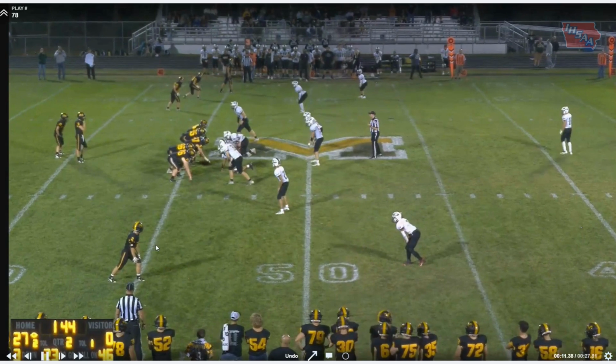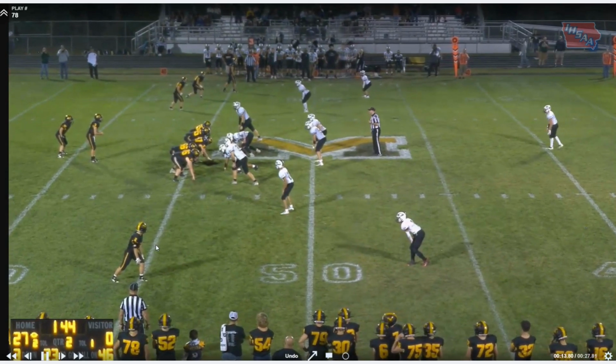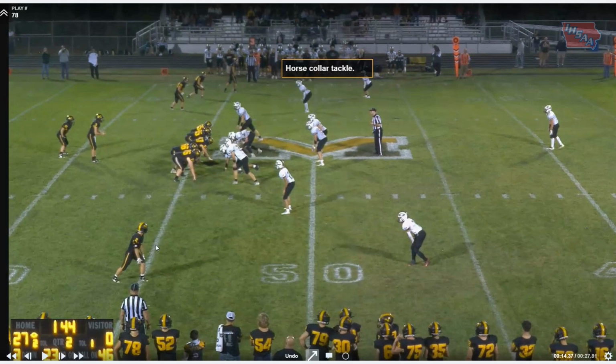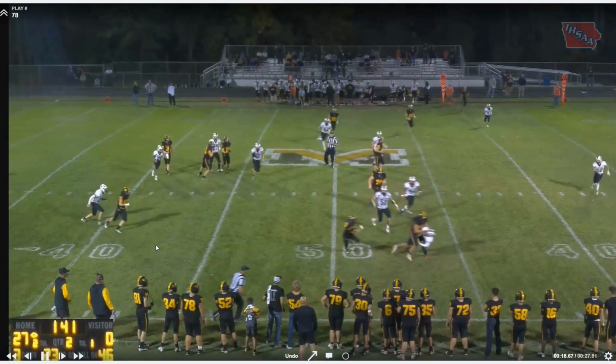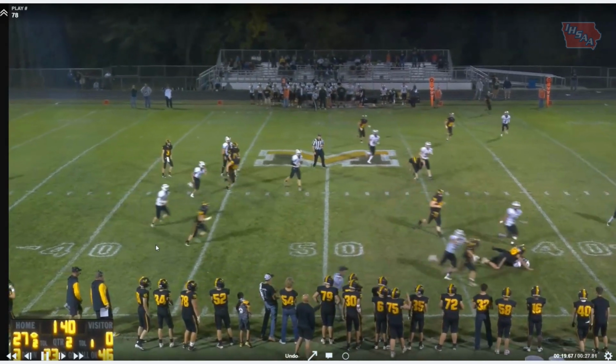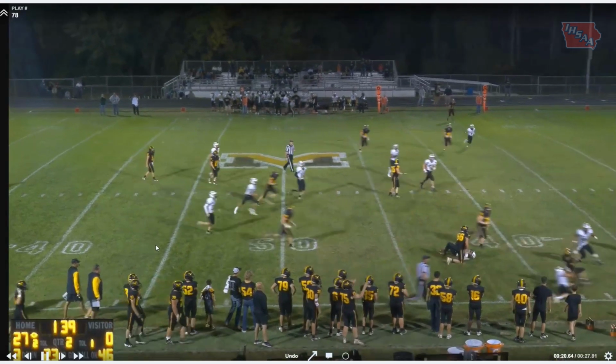And that is a philosophy again for all levels of football. Okay, this next one, a great example of a horse collar tackle here. And remember, it's the nameplate or that collar. And what we're really looking for is what we see right here.